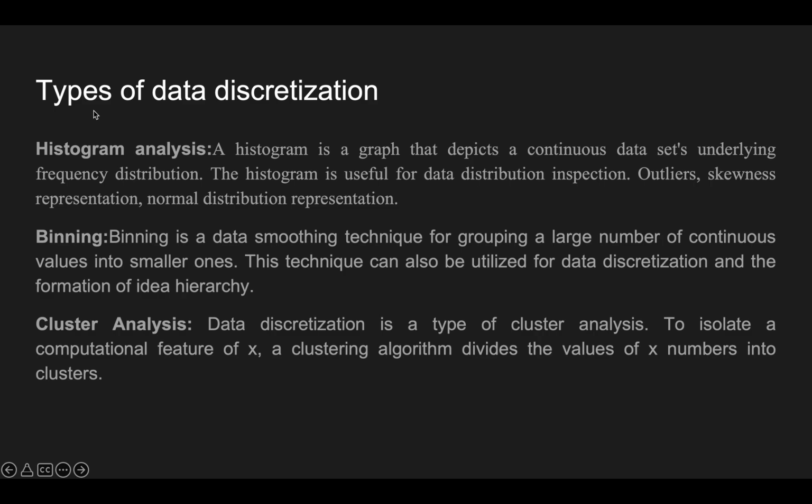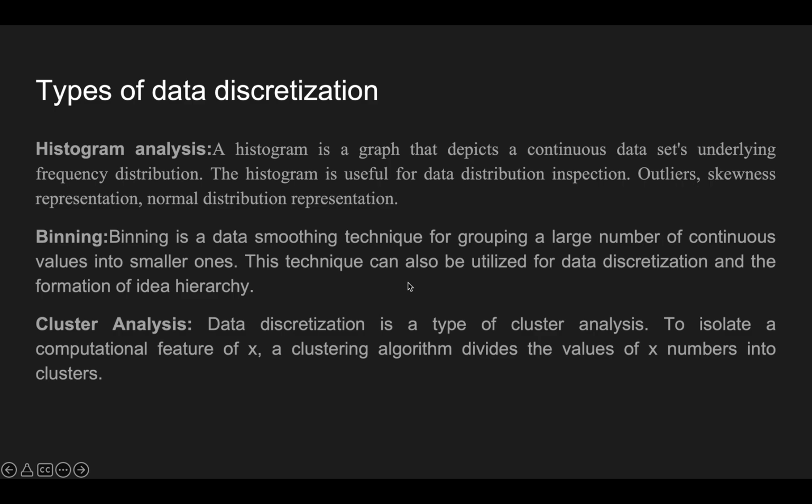So let's now see a one-liner or a brief about each technique. First is the histogram analysis. A histogram is a graph that depicts a continuous data set's underlying frequency distribution. The histogram is useful for data distribution inspection, outliers, skewness representation, and normal distribution representation. After the analysis is done, we get a result in which the data is discretized into values.